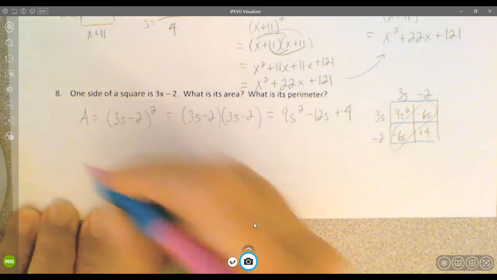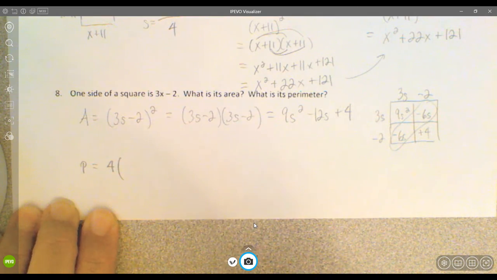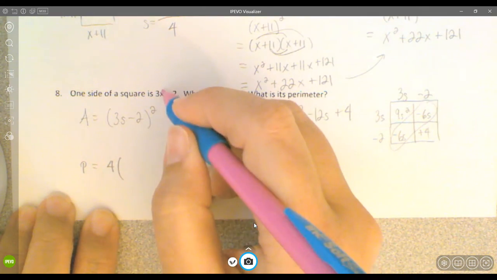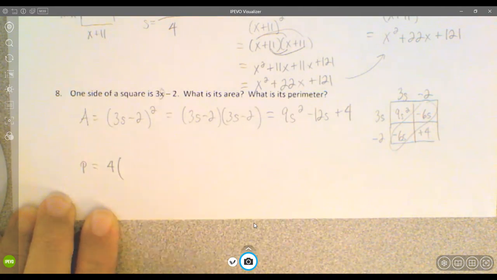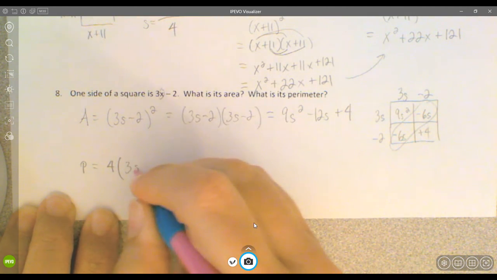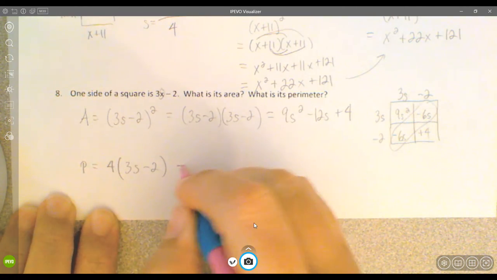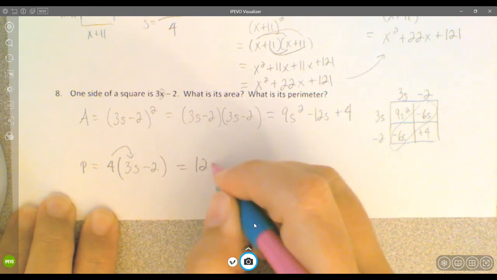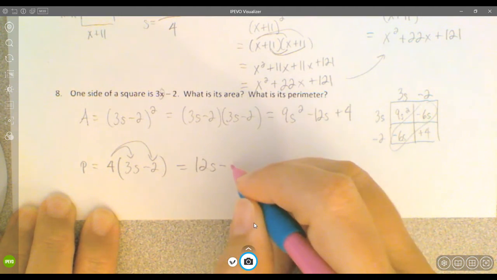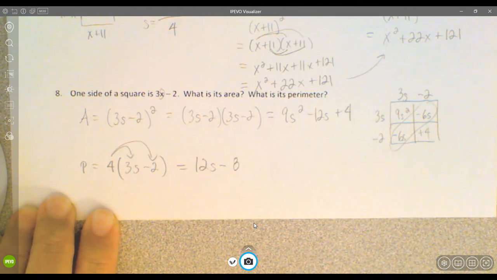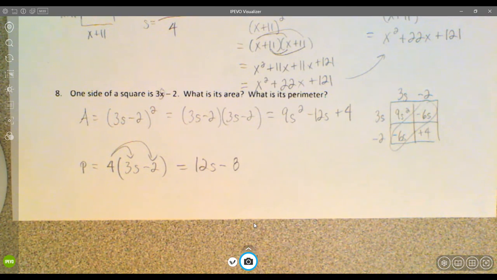All right. Perimeter. Perimeter is going to be 4 times, oh, good grief, what the heck? Okay, so that should be x everywhere for the record. I'm just going to maintain my consistency here. Perimeter is 4 times the length of one side. Oh, we're just going to distribute. 4 times 3x is 12x minus, and then 4 times 2 is 8. So there's my area, there's my perimeter, and we're good.